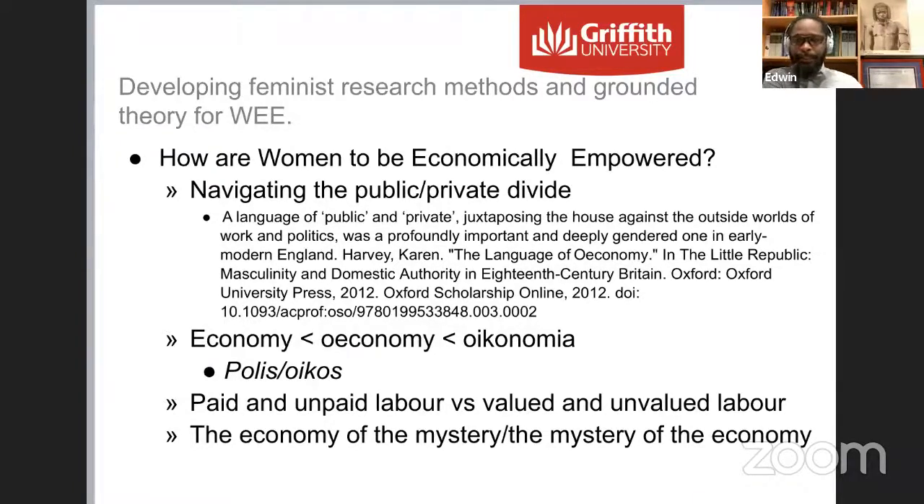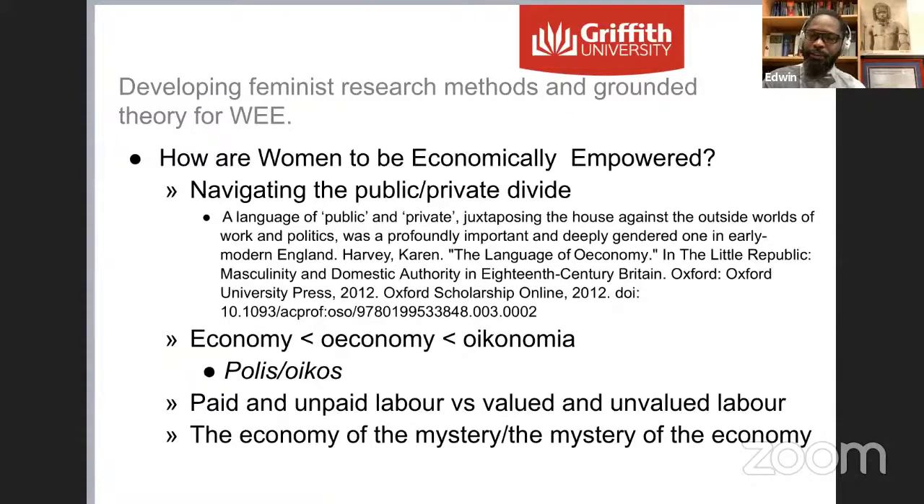And Karen Harvey has done a very interesting historical study called The Little Republic, Masculinity and Domestic Authority in 18th Century Britain. So she's a historian. She's talking about a very specific period, a very specific location, a very specific topic. But it's an excellent starting point, and her book is in the public domain. I've put a citation there, so you can get it.